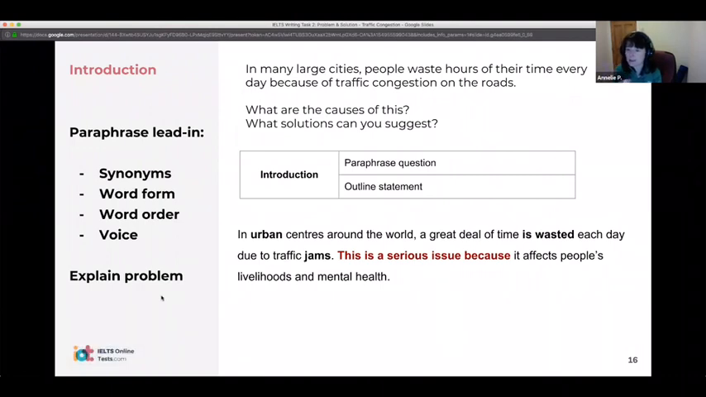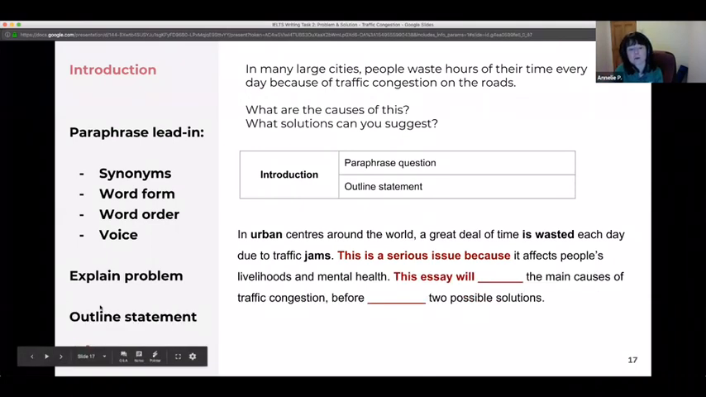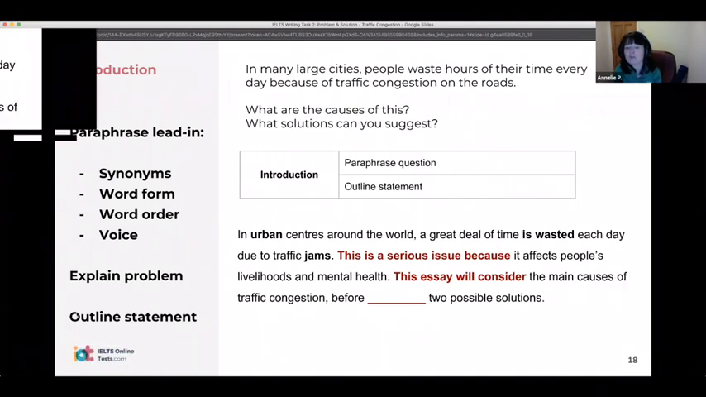So this means we're going to explain what we're going to put in our essay. Okay. So you can start by saying this essay will. Okay. What would go after that? We've got the main cause. Very good. We could say discuss the main causes, introduce, examine. Very nice, Adeniki. Yeah. Or cover. So we've got consider. But of course, there's lots of different options you could use. The main causes of traffic congestion before.